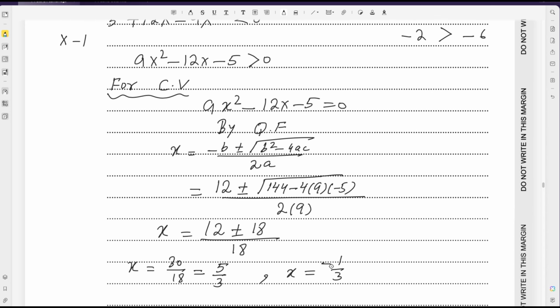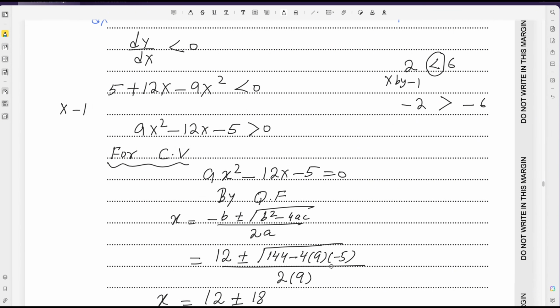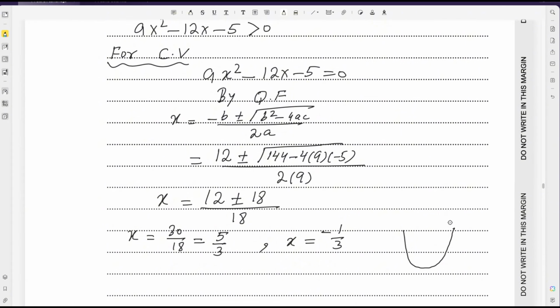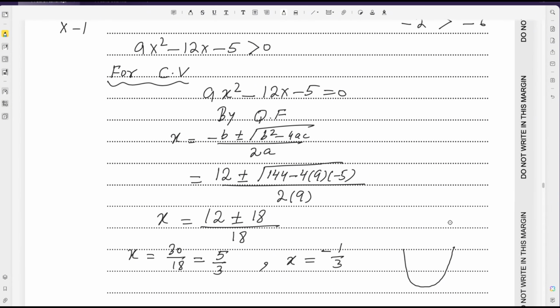So these are the two critical values, and now how to solve this inequality. First of all, we know that the coefficient of x squared is positive, so we will have a u-shaped graph. How do we get the solution for the inequality? Look at the coefficient of x squared. Because it is a quadratic, our graph will be u-shaped.